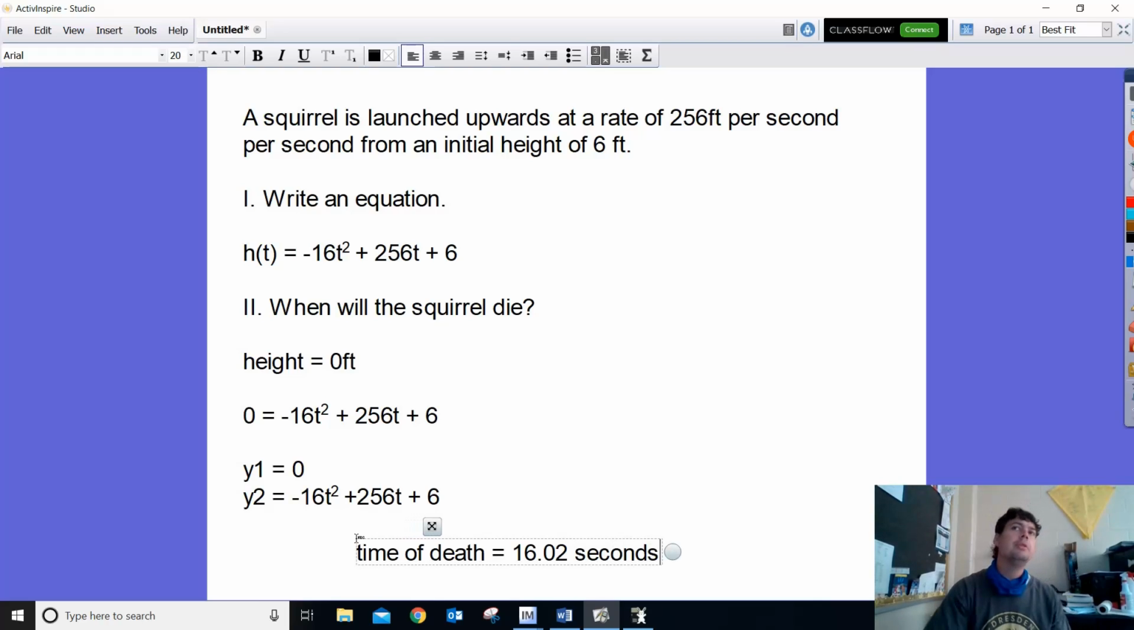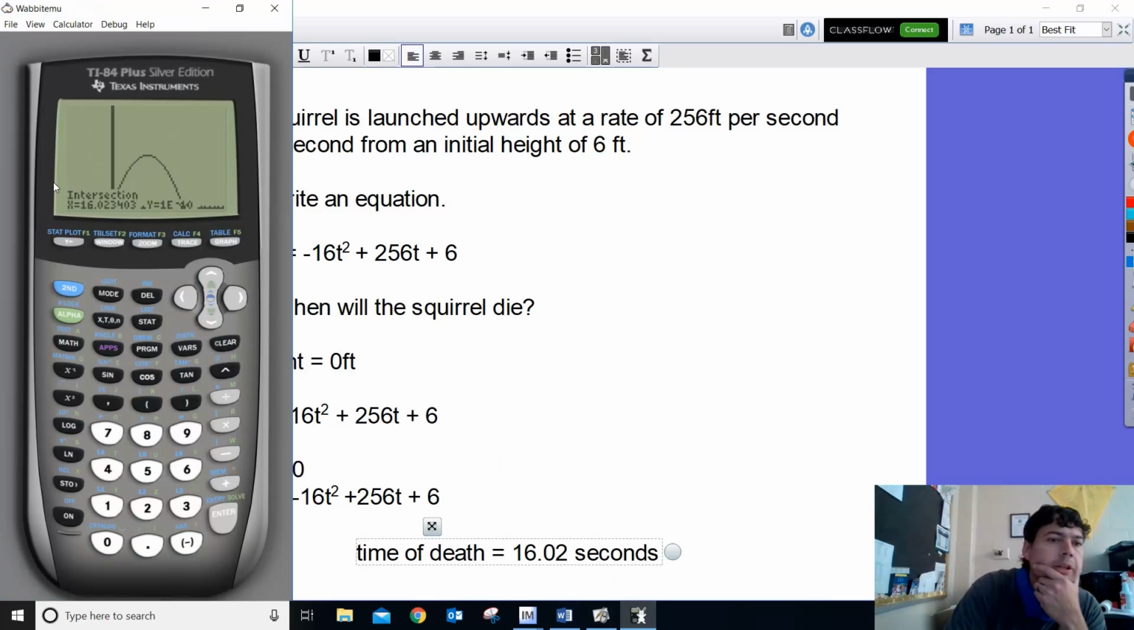Now I told you I'd show you another way to do this. You don't have to use the intersect feature. I'm going to go back to y equals. And this only works on zeros. I'm going to clear out that 0. So I cleared the 0 out. If you're not clearing out the 0, it won't be a problem, but I cleared it out.